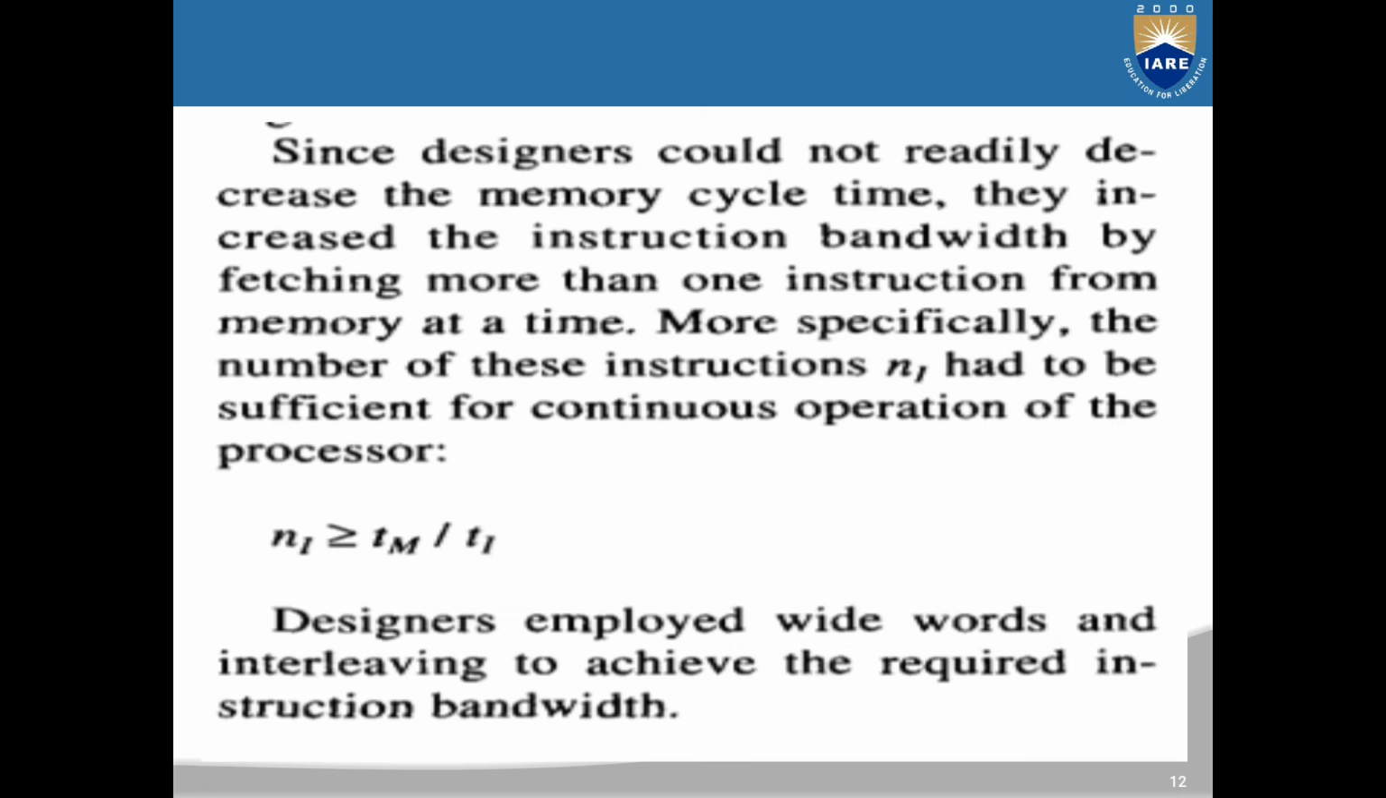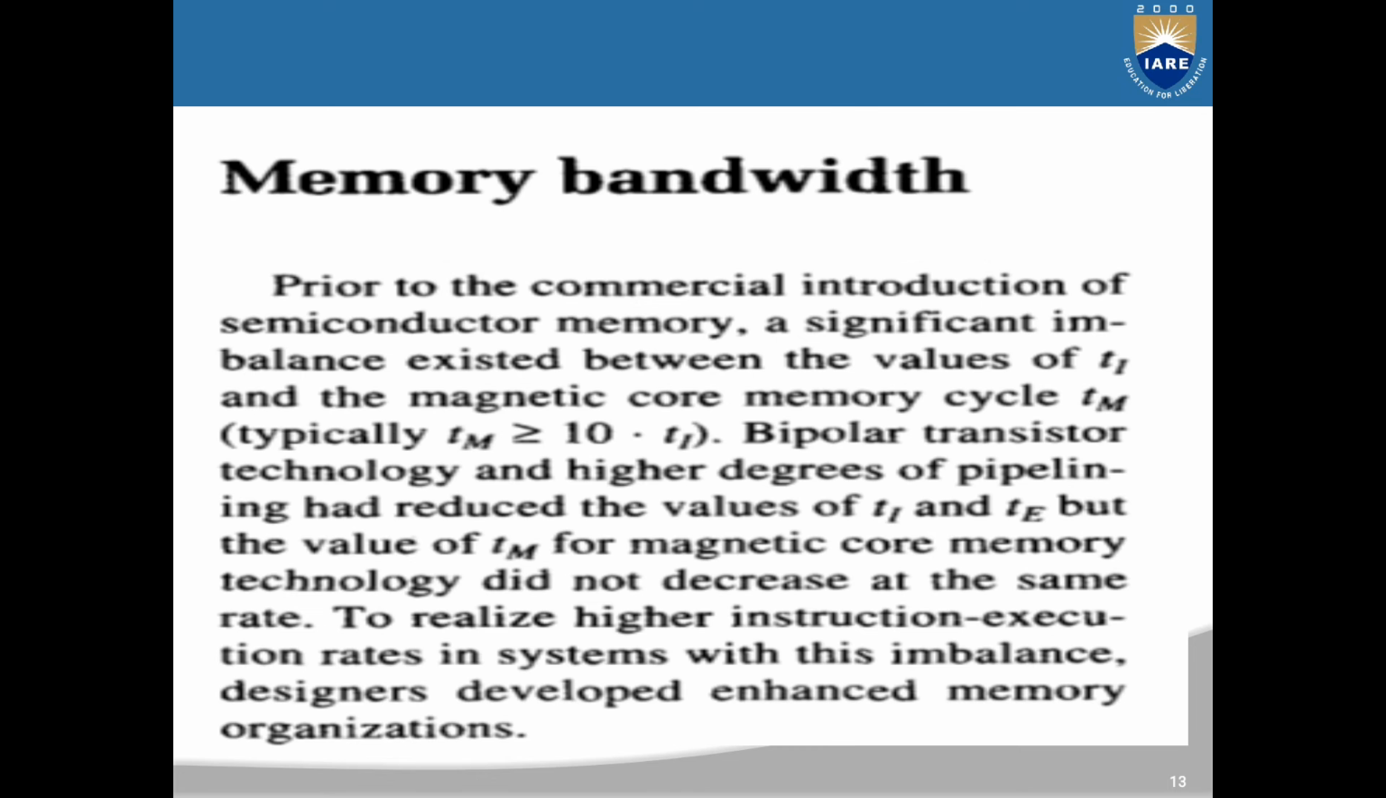Some designers could not readily decrease the memory cycle time. Then they increased the instruction bandwidth by fetching more than one instruction from memory at a time. More specifically, the number of these instructions, N1, had to be sufficient for continuous operation of the processor. Designers employed wide words and interleaving to achieve the required instruction bandwidth.